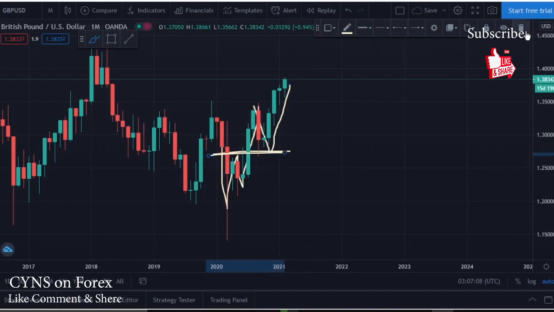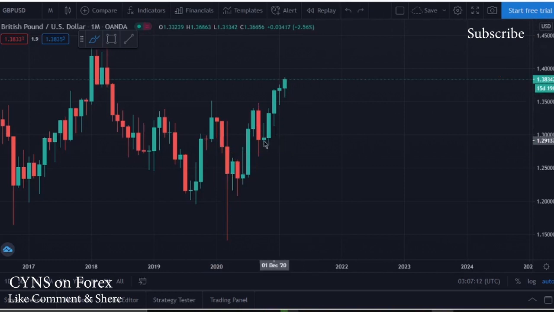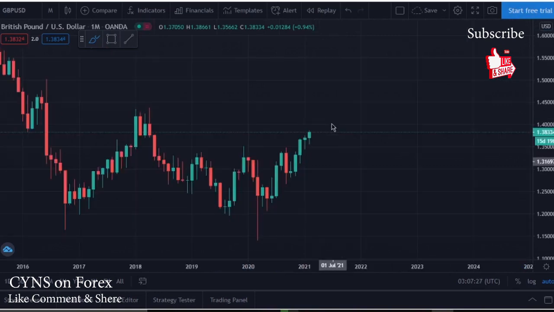Which is in fact exactly what the market did. The market went and completed the W formation at the neckline, with a nice bearish monthly candle, before continuing to the upside, completing the impulse, correction and impulse pattern to the upside. Exactly as we expected in this specific situation in the market.